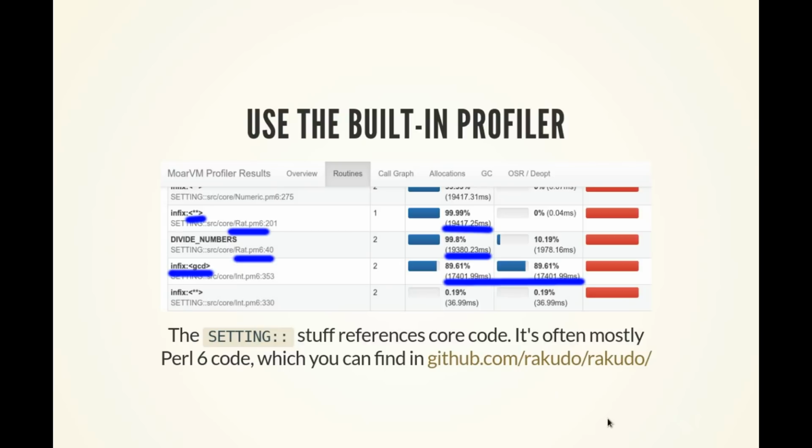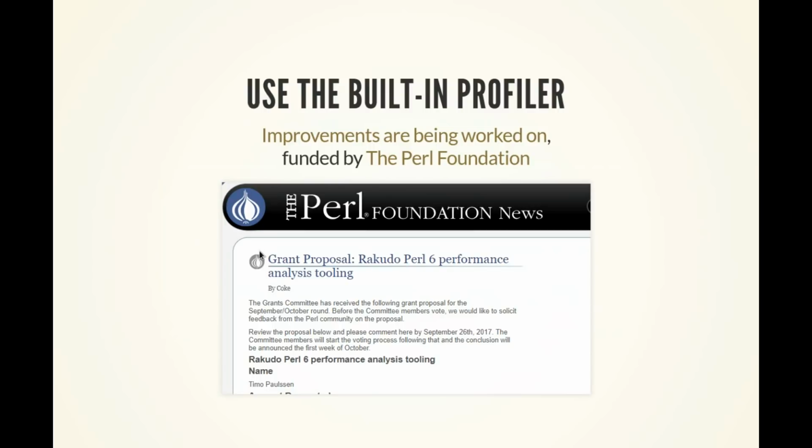So in this case, even if you are not familiar with core code, you can see that in the profiler 99.8% of the time is spent with a Rat type, doing something with a rational number. So from that you can surmise that the reason your program is slow is that something is being done with a rational number, and you can make appropriate changes.